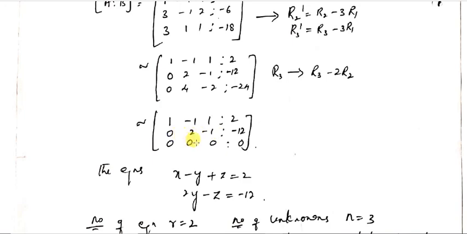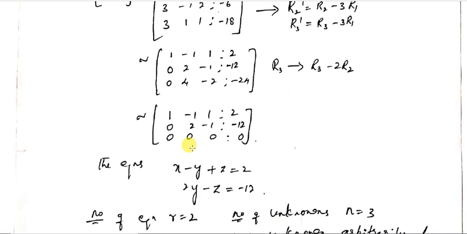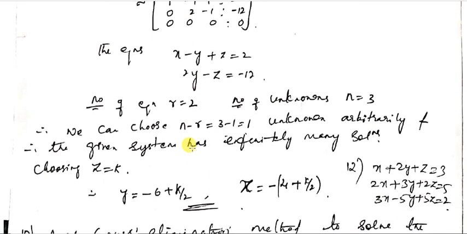Here the number of non-zero rows of A is 2, and the number of non-zero rows of the augmented matrix is also 2. So we can say the number of non-zero rows is less than the number of unknowns. We have 3 unknowns, but we have only 2 equations. So here we can choose n minus r unknowns arbitrarily. That is, one unknown we can choose arbitrarily.